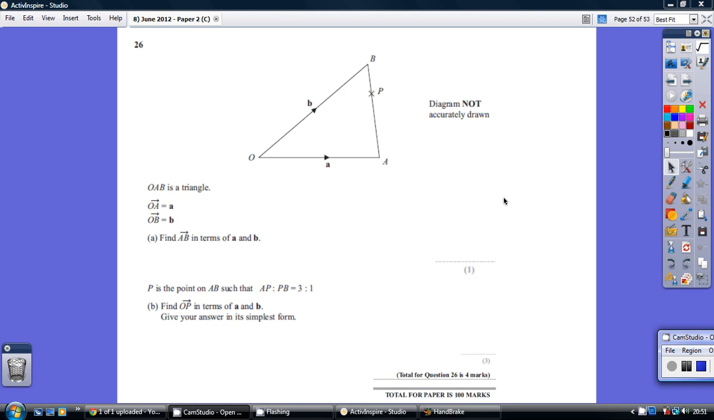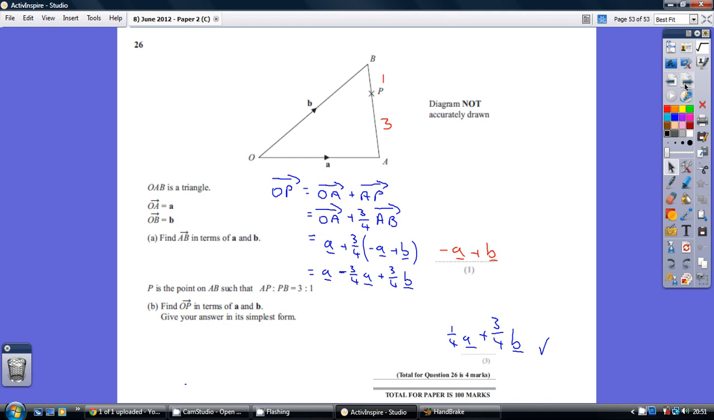Okay, have a go at this vectors question. This is quite a straightforward vectors question, given it's the last question on a paper. Okay, so we're starting off with the easy single mark.